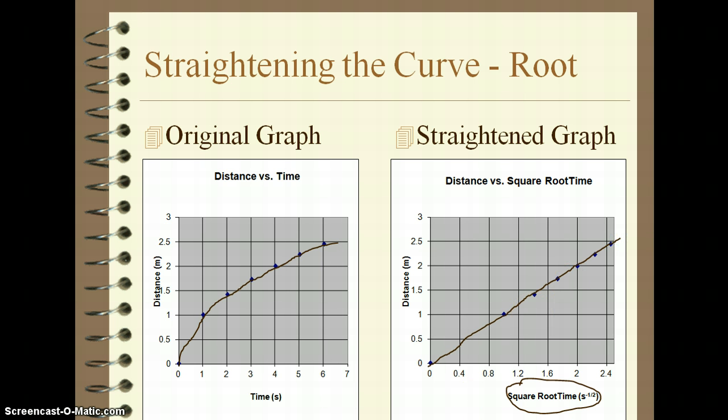And when we look carefully at the equation of this line, the y equals mx plus b equation, if we were to calculate the slope and the y-intercept, that would give us a lot more information on what the equation of the original graph is. That's the purpose of this, is to figure out the equation of the original graph. So that takes us through graphical relationships and straightening the curve.